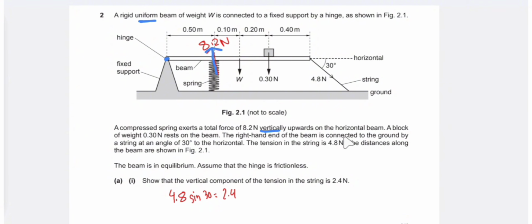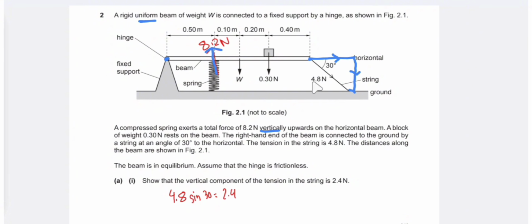The right hand end of the beam is connected to the ground by a string at an angle of 30 degrees to the horizontal. So this end is connected to the ground by the string at an angle of 30 degrees to the horizontal. We know the value of this force, and it is acting at an angle of 30 degrees. We can only deal with forces when they are in the horizontal or vertical direction, so we need to find the horizontal and the vertical component of the 4.8 Newton force. The horizontal component is in this direction and the vertical component is this direction. The resultant force, that is 4.8 Newton, is in this direction.